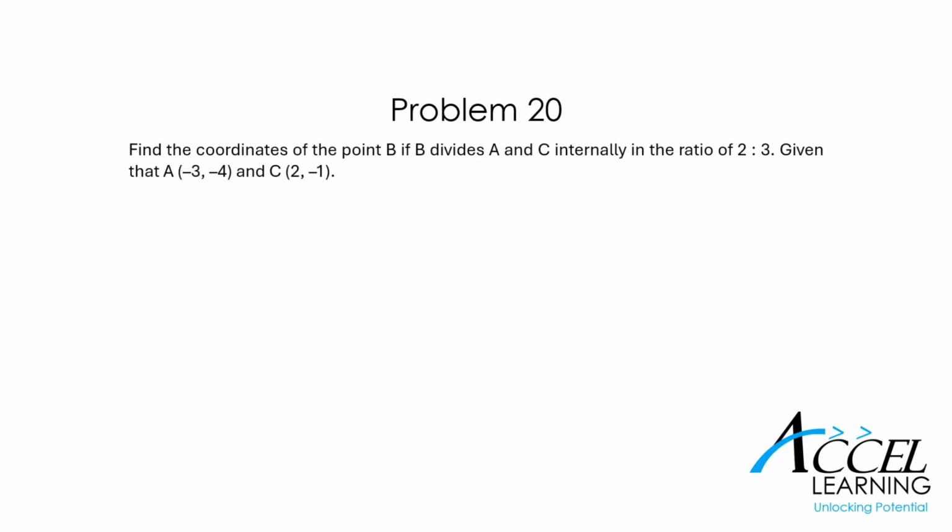Find the coordinates of the point B if B divides A and C internally in the ratio of 2:3. Given that A is (-3, -4) and C coordinates are (2, -1). A, (-14/5, -1). B, (-1, -14/5). C, (1, -14/5). D, (-1/4, -14). E, (1, 14/5).